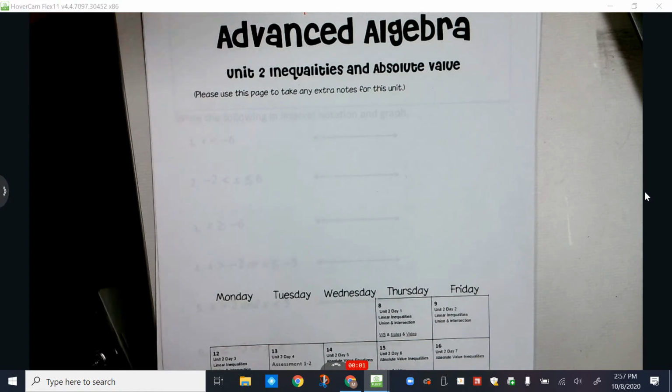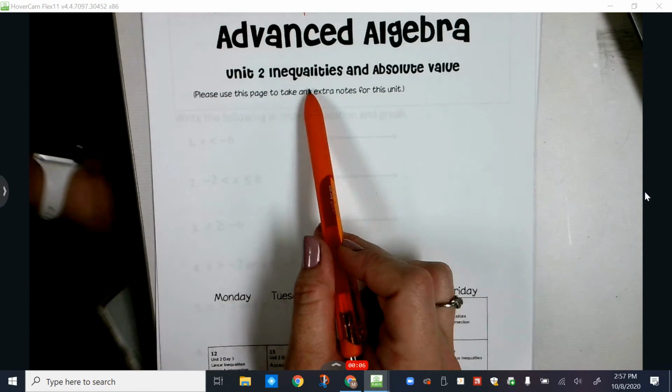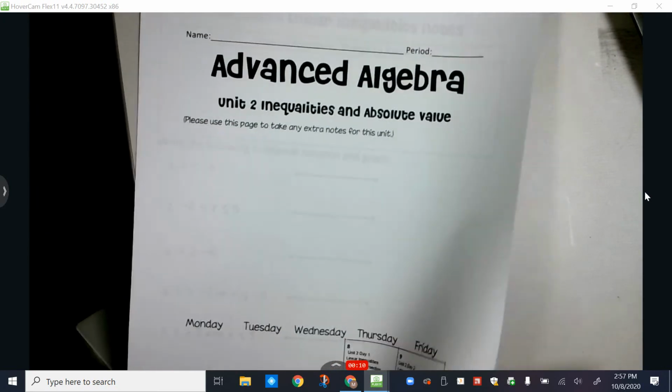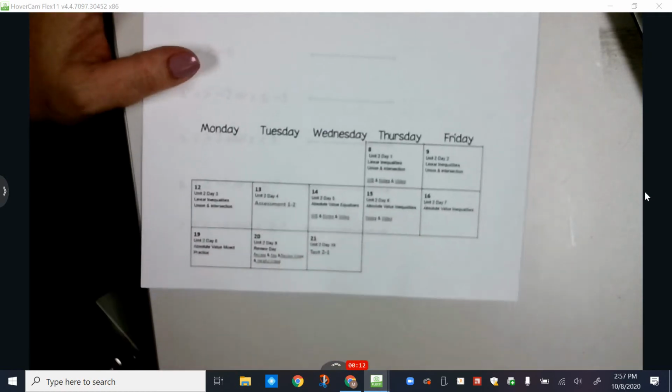All right. We have lots of notes today. We're starting Unit 2, which is Inequalities and Absolute Value. Here is our calendar. Okay, our calendar for this unit.